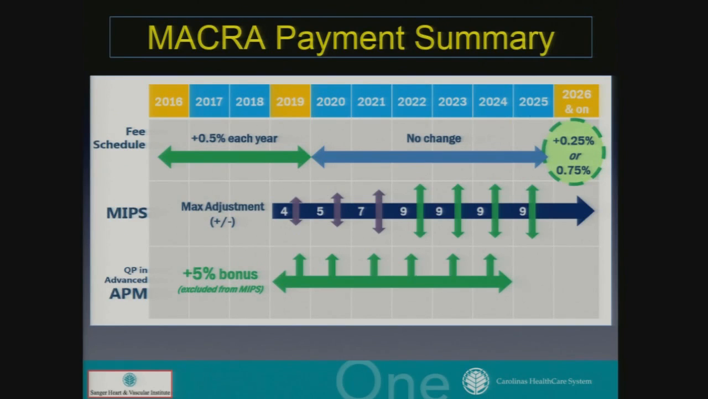So if you're in an alternative payment model at the bottom, you go about your typical business and you will get a 5% increase on all of your physician fee payments over the course of the next 5 years. If you're not in an alternative payment model, then you'll be subject to evaluation, and this will range from 4% plus or minus up to 9% plus or minus by year 5. In the meantime, the fee schedule that we have has an increase of 0.5% until 2019, and then it freezes. And then thereafter, in 2026, it picks back up.